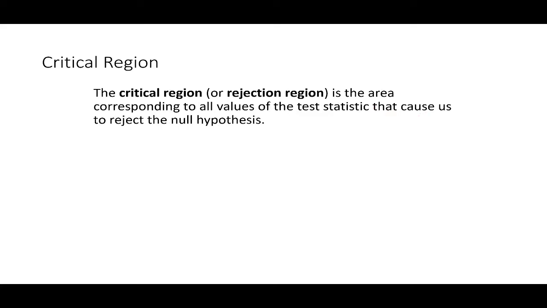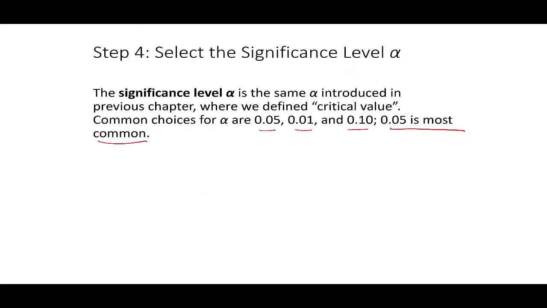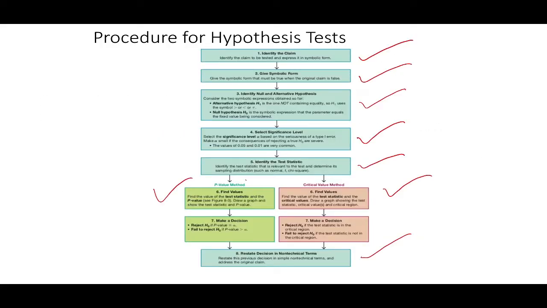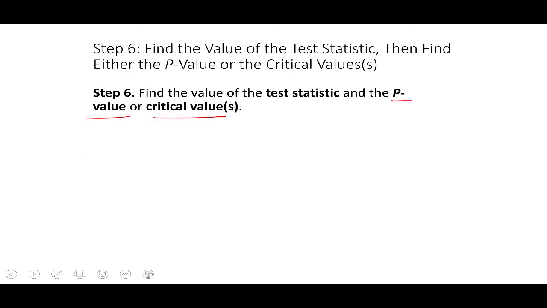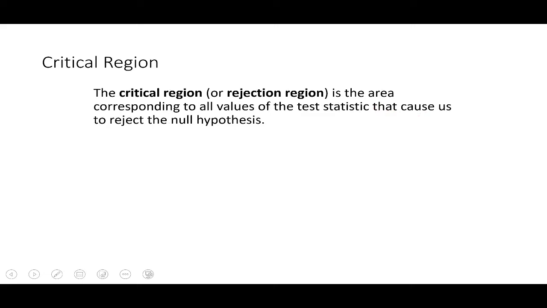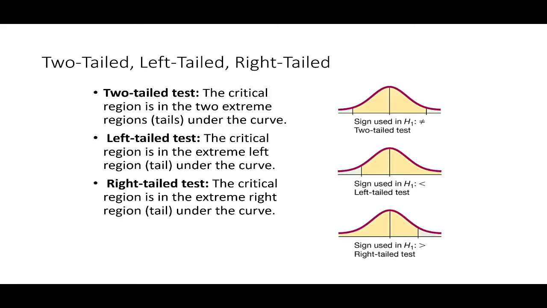we can use either the p-value or the critical value. So if you go back here, either we can use the p-value method or the critical value method. For the p-value method, we need to find the p-value, and for the critical region, we need to find the critical value. For the critical region, if it's a two-tailed test, then we use the area. As you can see here, the critical region is in the two extreme regions under the curve. If it's a left-tail test, then the critical region is the left side, and if it's a right-tail test, then the critical region is the extreme right side.